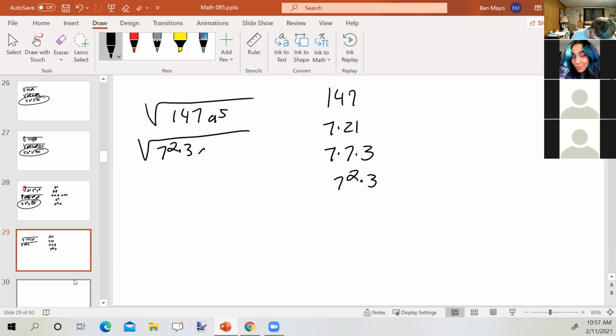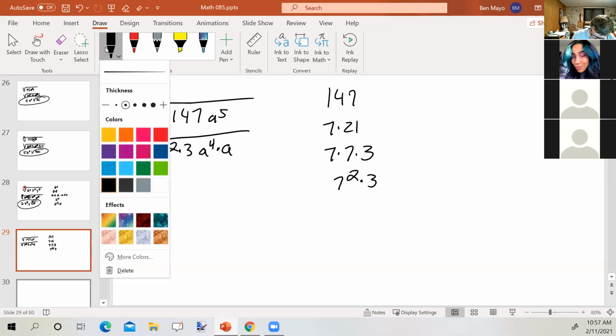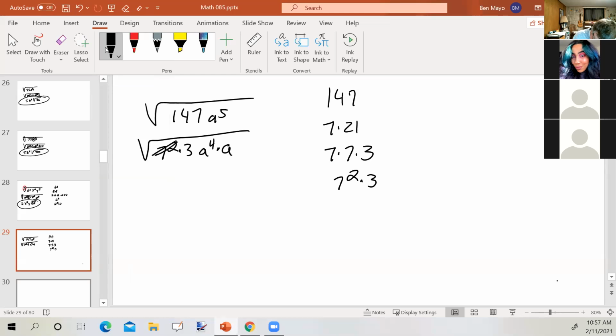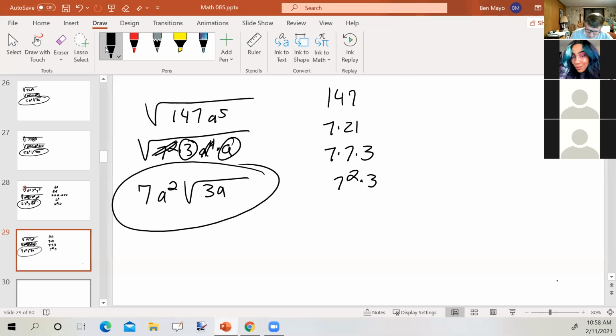Now, a to the 5th power, I'm going to write it as a to the 4th times a to the 1 power. Why a to the 4th? Because 4 is a multiple of the implied index of 2, so I can undo a to the 4th power by taking a square root. So what's the square root of 7 squared? That's a 7 on the outside. The square root of 3 stays inside. The square root of a to the 4th would be a squared, and the square root of a stays inside. So I have 7a squared times the square root of 3a.